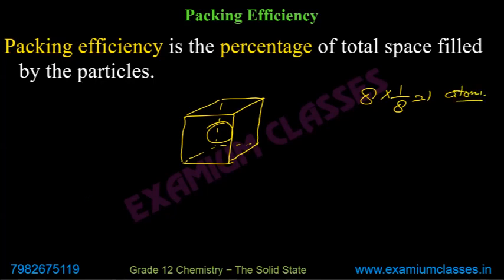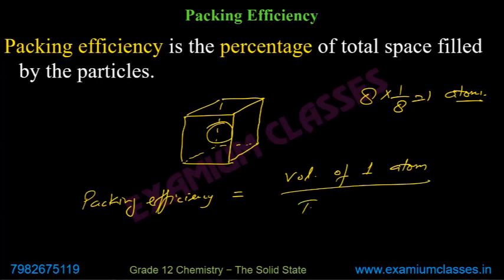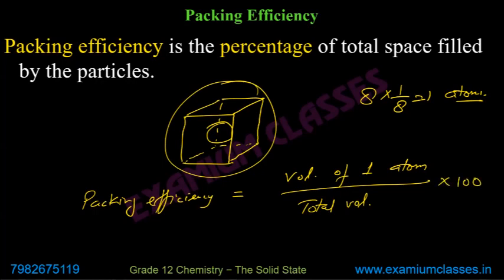So we can say that packing efficiency in this case is volume of one atom divided by total volume. Total volume means volume of unit cell into 100. Is that clear? Packing efficiency is how much is filled. Otherwise, everything is empty, but one atom is there, which is solid.